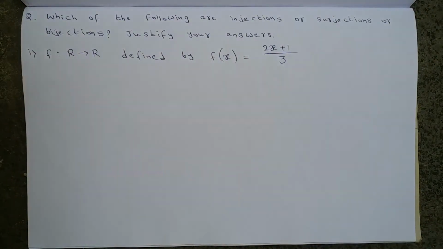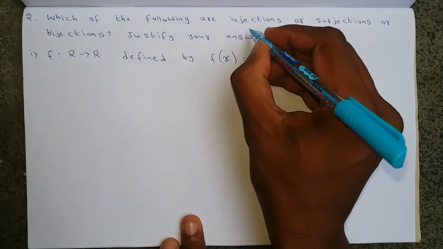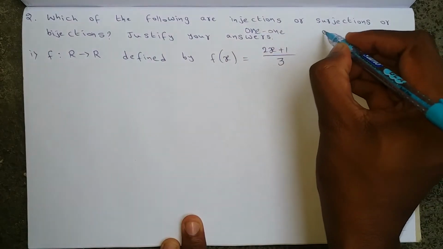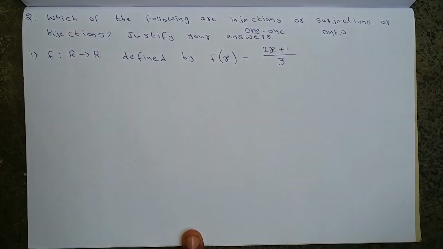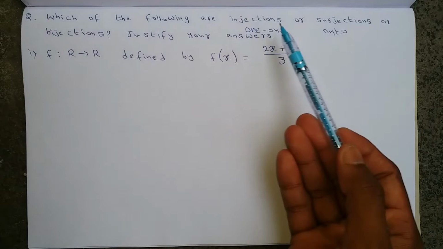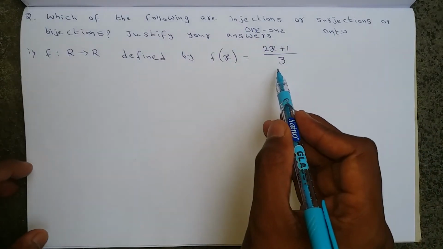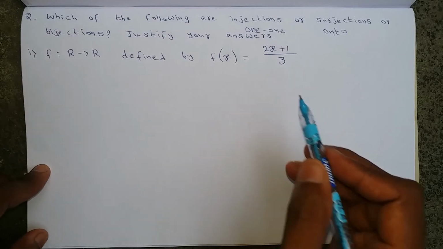Okay, let's move to the next bit. Which of the following are injections or surjections or bijections? And justify your answer. Here injection is nothing but a 1-1 function. Surjection is nothing but an onto function. And bijection means it should be 1-1 as well as onto. So first, let us check whether the given function is a 1-1 function or not.